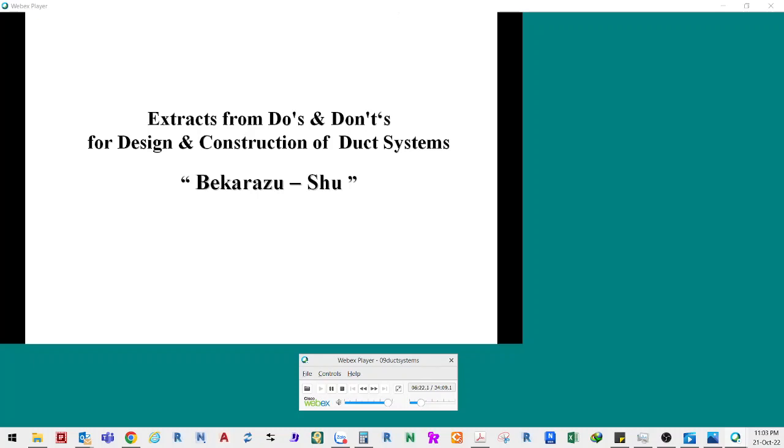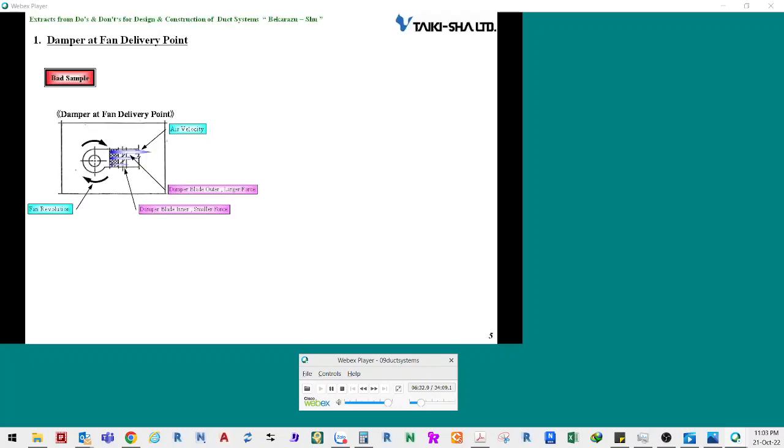Next, from the design and construction do's and don'ts of the conduit system, I will explain the shape of the ducts around the fan. At the design stage, you need to consider the shape of the ducts around a fan in detail.